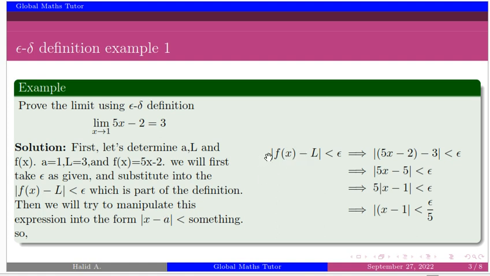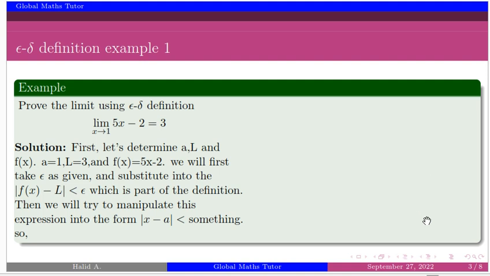So we start from the absolute value of f of x minus L less than epsilon. Let's substitute f of x, that is 5x minus 2, and L is 3. These expressions become 5x minus 5, and if we factor out 5, it will be 5 times the absolute value of x minus 1 less than epsilon. Our goal is to manipulate this into x minus a. In our case a is 1, so we manipulate this into x minus 1 less than something. Our something is epsilon over 5.